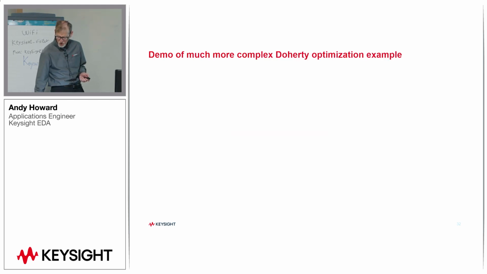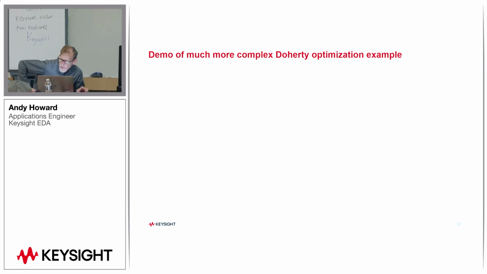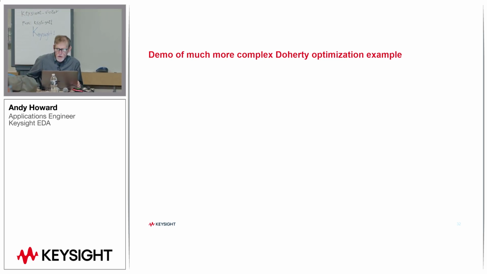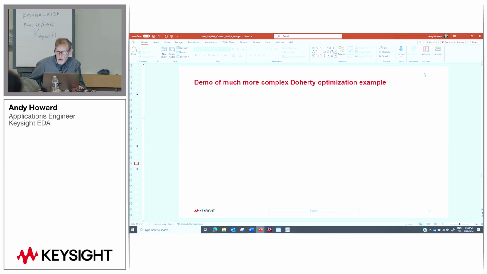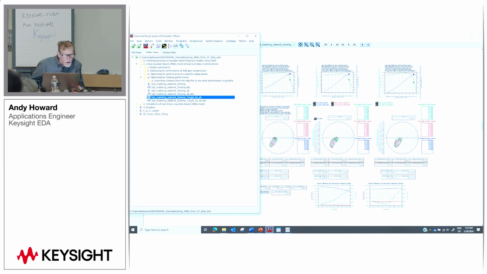Okay, I was going to show a more complex Doherty optimization example. And let me just bring that up. Okay, let's see. Escape. There. Okay.